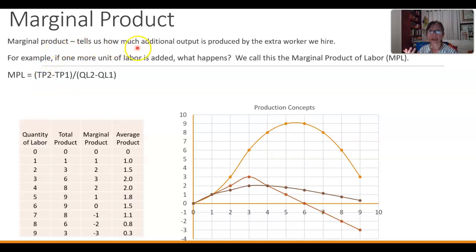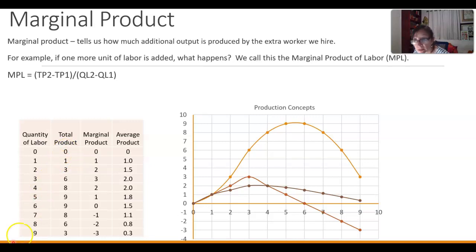So how do we find it? We want to know how much additional output. Well, let's go to our total product column right here. When we have 0 people hired to work, our total product is 0. Okay, so we're going to call this total product 1, just as a starting point. If I hire 1 person, then that 1 person is now making 1 sandwich. Okay, so what has been the change in our total product? Well, we're going to call this one TP2 and this one TP1.